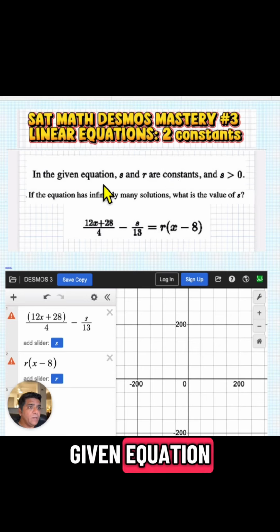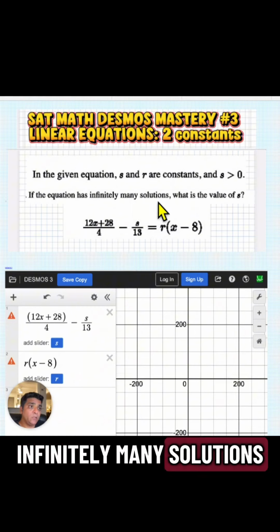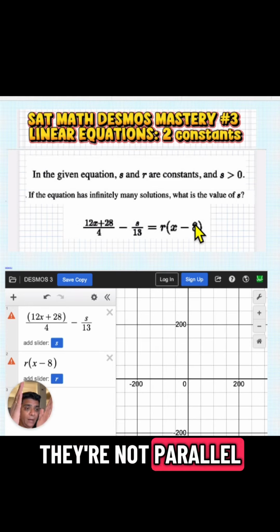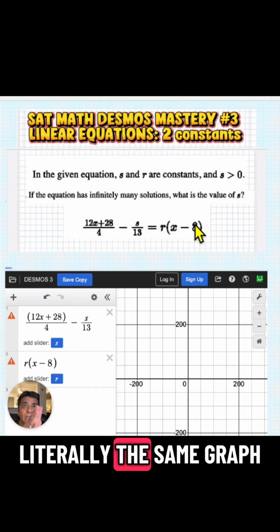Okay, in the given equation, S and R are constants, and S is greater than 0. If the equation has infinitely many solutions, what is the value of S? So remember, in this case, the graphs have to be superimposed on each other. They're not parallel. They're not intersecting. They have to be literally the same graph.